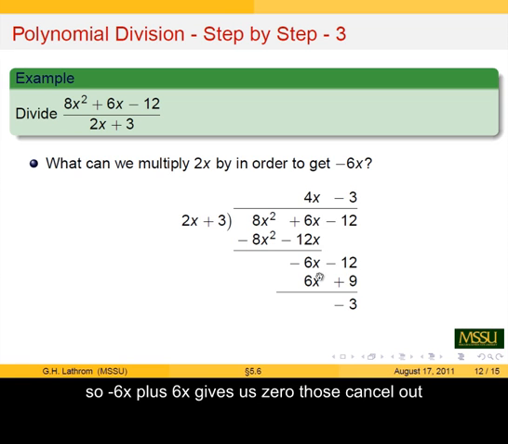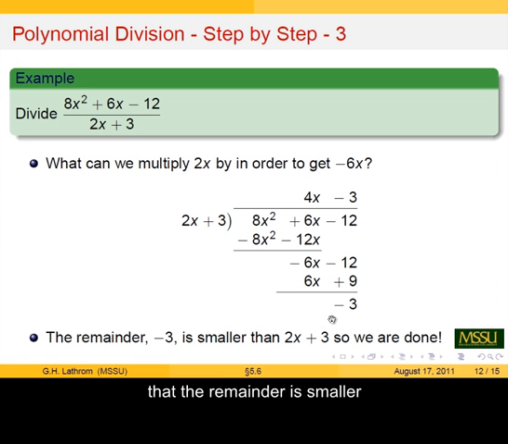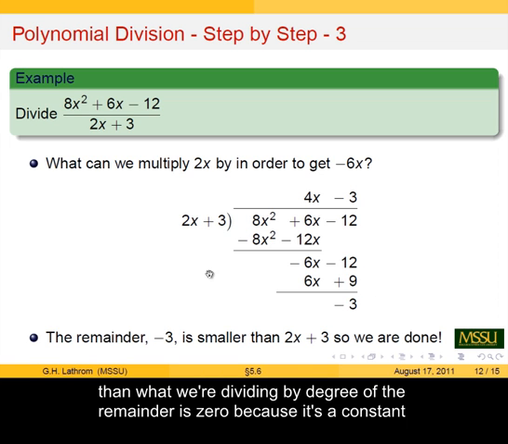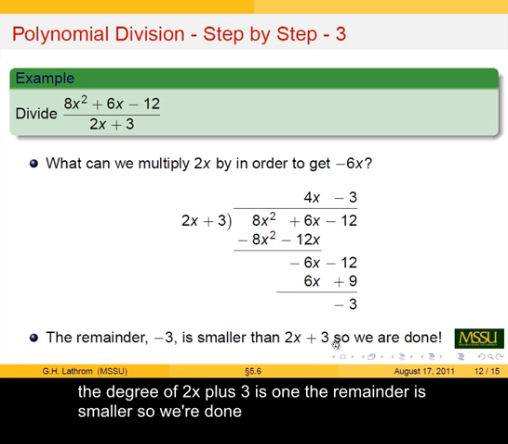So 6x plus 6x gives us 0. Those cancel out. Negative 12 plus 9 gives us negative 3. Now we notice that the remainder is smaller than what we're dividing by. The degree of the remainder is 0 because it's a constant. The degree of 2x plus 3 is 1. The remainder is smaller, so we're done.